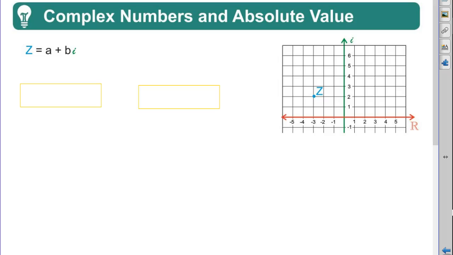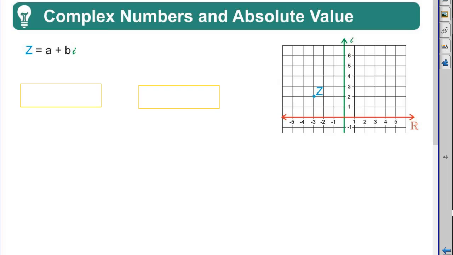All right, so a quick review of Algebra 2, complex numbers and absolute value. Okay, so I have complex number form, and we say it is a plus bi form. The z just means we're talking about point z, but a plus bi form.